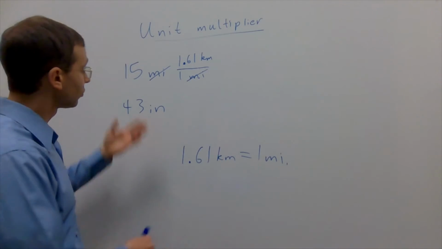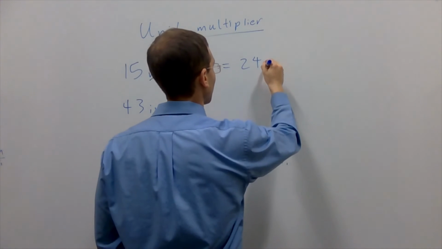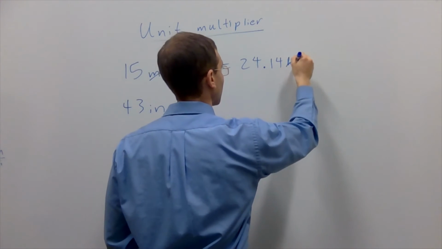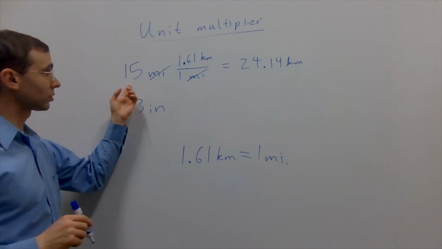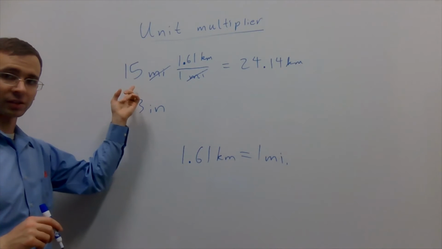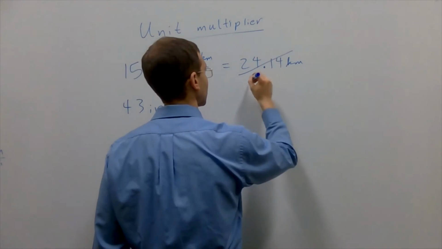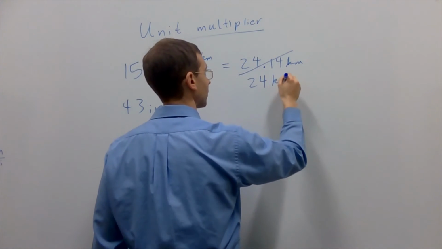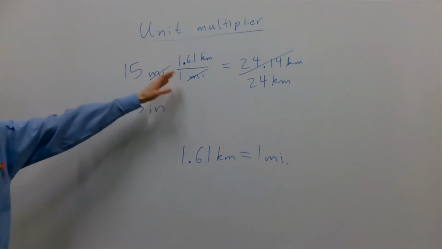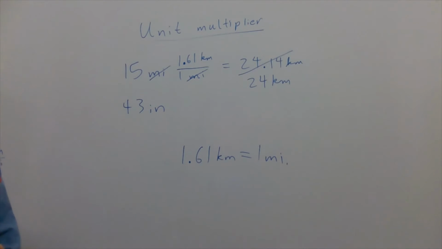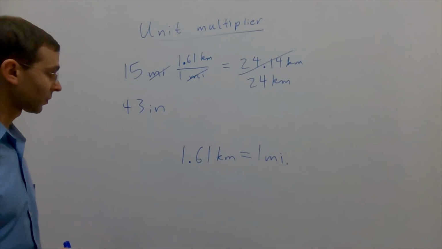And if you go ahead and do this multiplication, we get 24.14 kilometers. Here's an opportunity to think about significant figures. My original value here of 15 miles had only 2 significant figures. Therefore, I can only report my answer to 2. All right. So there's an example of a unit multiplier. And again, this is a conversion from the British system to the metric system.